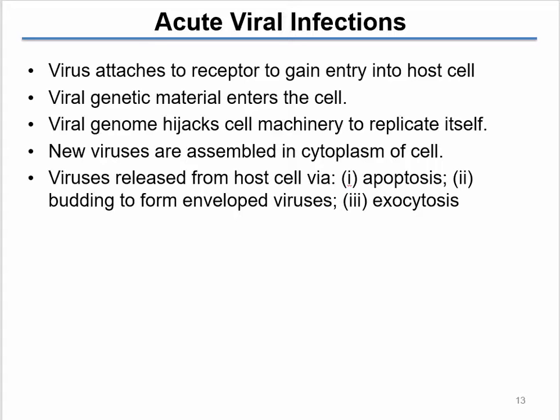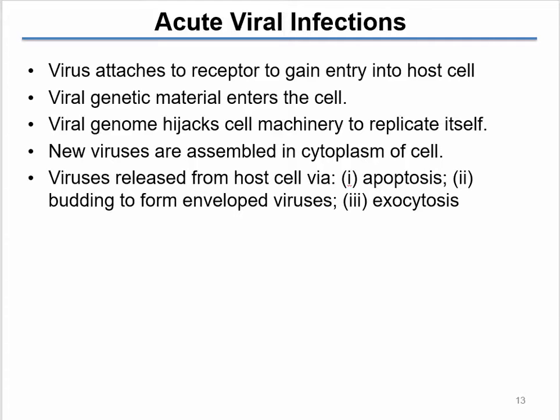Then one of a couple of things happens. Either the cell just dies, undergoes apoptosis, and when that happens, the viruses are released. Or sometimes the viruses bud. They push out through the cell membrane, and when they do that, they actually take a bit of that lipid bilayer with them and form their envelope. So the enveloped viruses come from this. And that's obviously hard on the cell because the cell is losing cell membrane when this happens, and it will happen until the cell just dies.